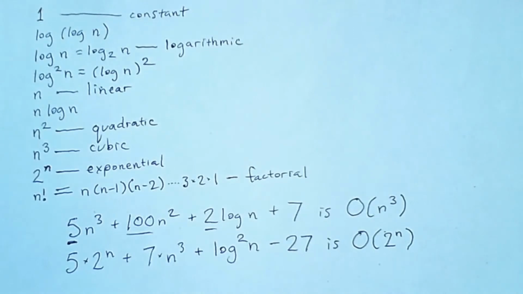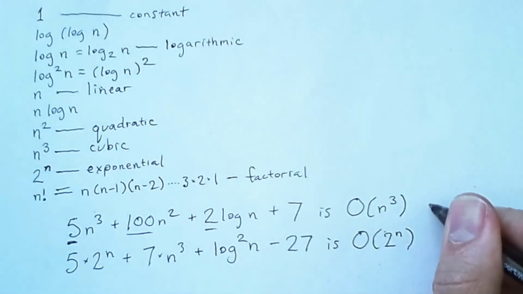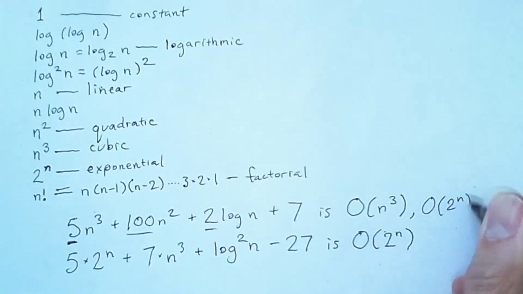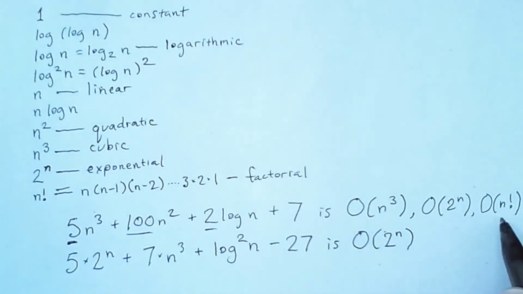Now, technically, what that means is that this first function, although it is true that it is big O of n cubed, it is also O of 2 to the n, and it is also O of n factorial, because these are also upper bounds on that function. So anything that is larger also qualifies as an upper bound.